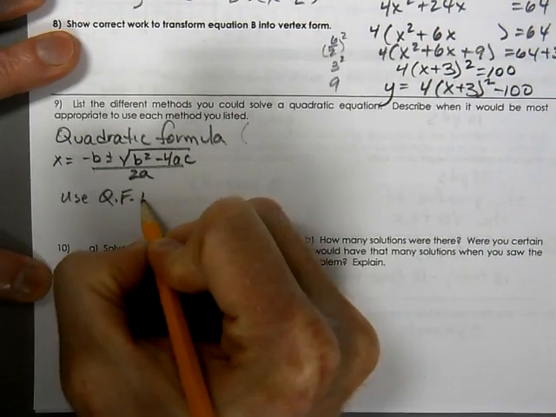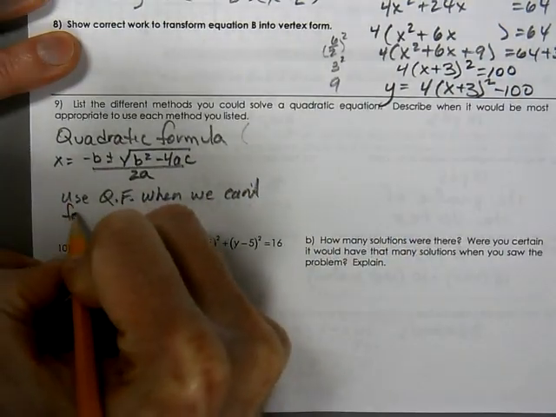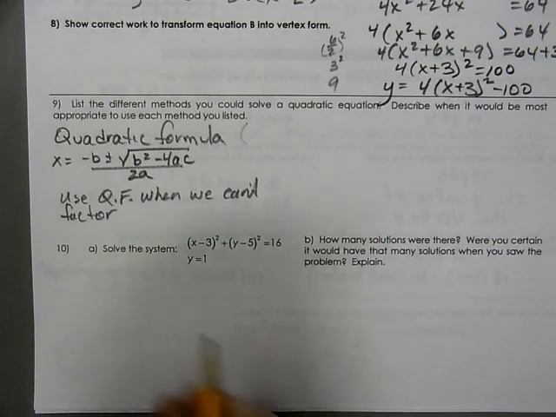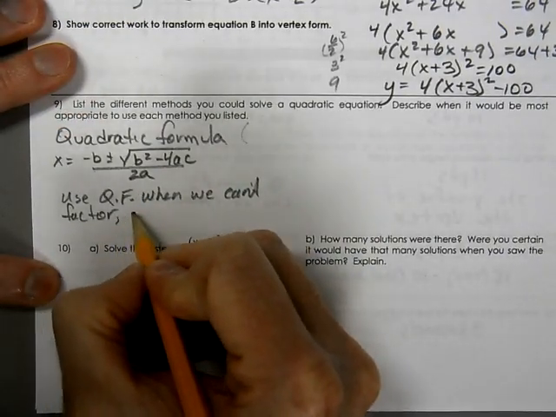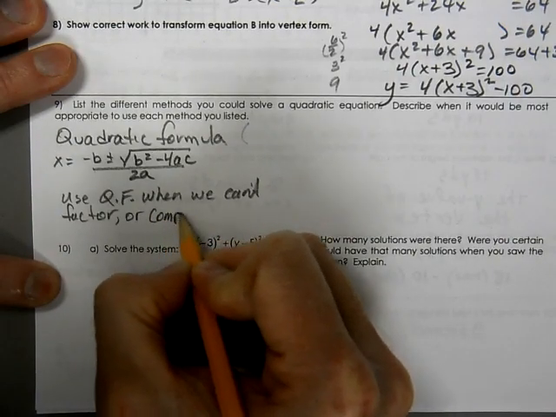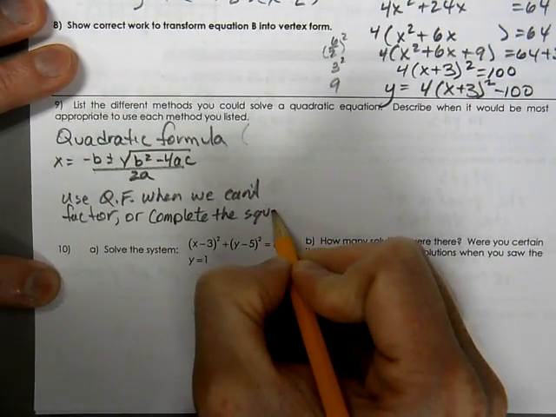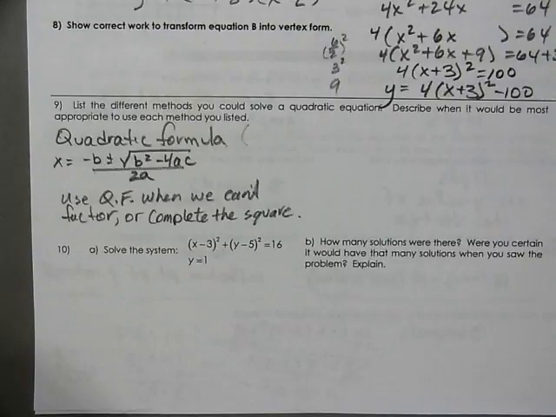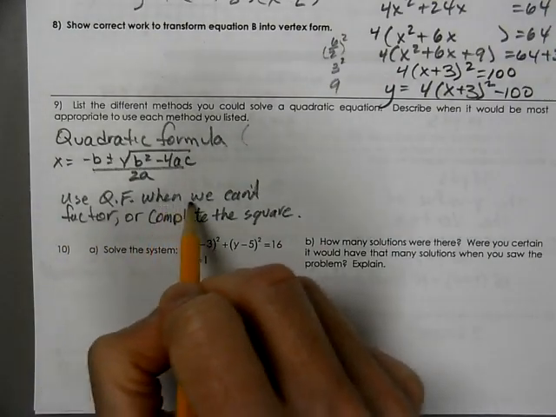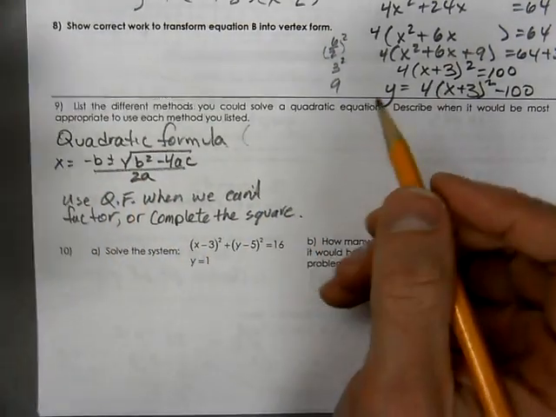Use the quadratic formula when we can't factor or don't want to factor, or complete the square. We don't want to factor, or we don't even want to complete the square. We use the quadratic formula when we can't factor or complete the square. It's always a way. It works all the time. It just takes a little bit more calculations.